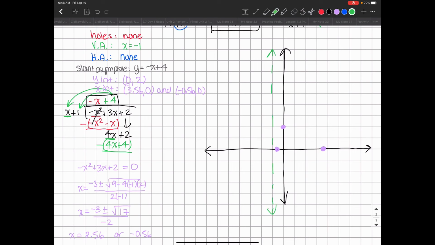And my slant asymptote I'm going to draw starts at 4, so right here. And then I have a slope of negative 1 over 1. So I'm going down 1 to the right 1, down 1 to the right 1, down 1 to the right 1. And I keep doing that. And then to go backwards, I go up 1 to the left 1, up 1 to the left 1, and I keep doing that. And then I turn this into a dashed line.